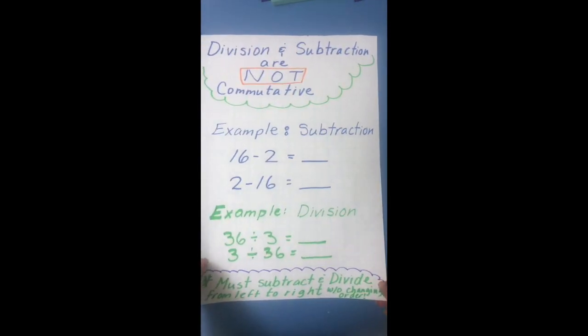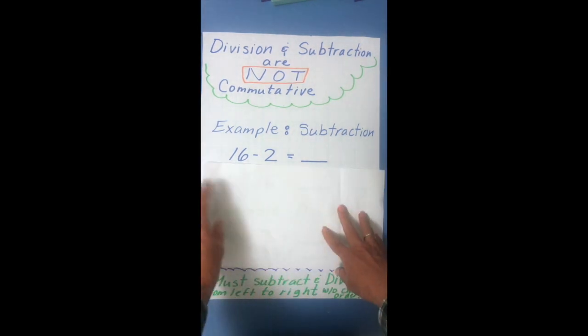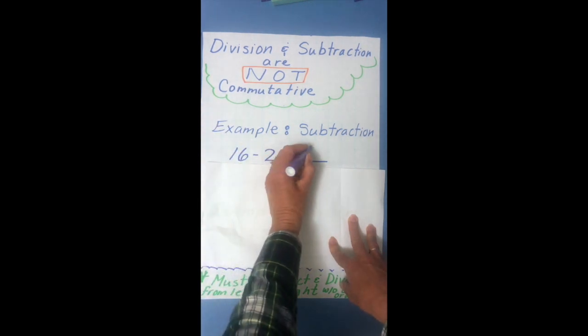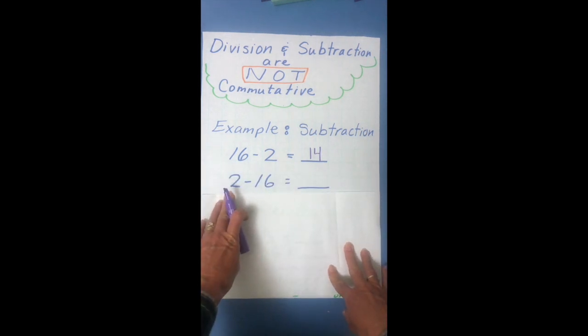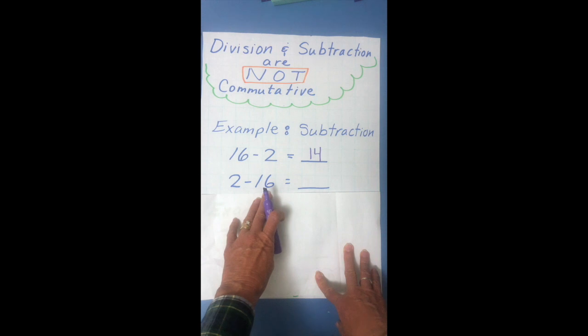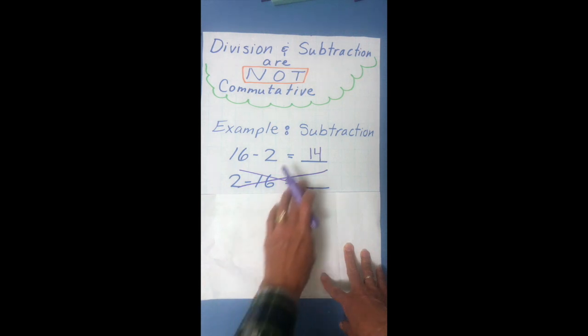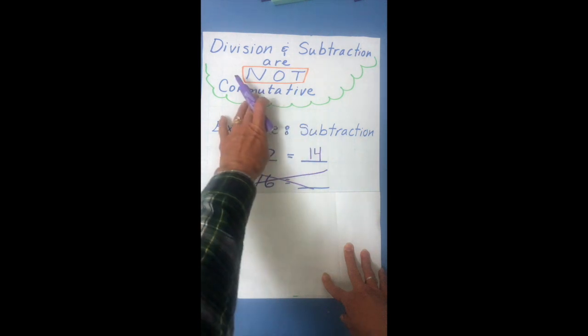Division and subtraction are not commutative. Let me give you some examples. If I take 16 minus 2, I get 14. But if I have 2, I can't take away 16. That would give me a negative number, and we don't know negative numbers in third grade. So we can't do this problem. It's beyond the scope, and it would not give me 14. So that's why subtraction is not commutative.